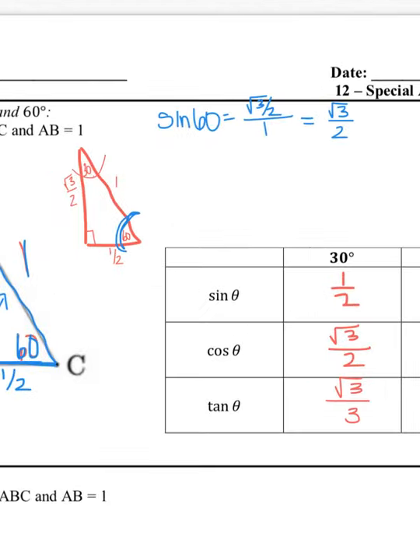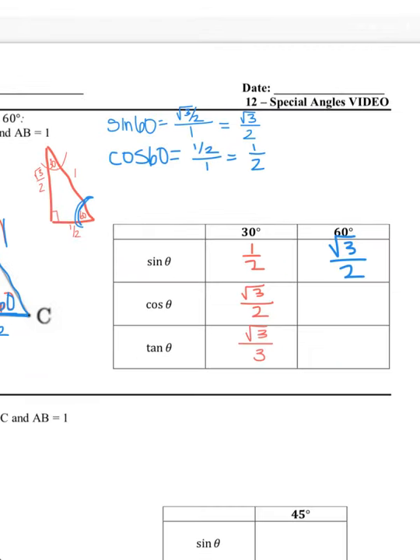Cosine of 60 degrees. Cosine is adjacent over hypotenuse. Adjacent to 60 is 1/2. Divided by the hypotenuse is 1. Anything divided by 1 is itself. Cosine of 60 is 1/2.